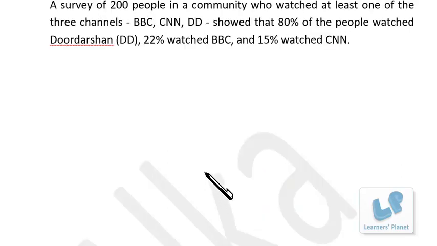A survey of 200 people in a community who watched at least one of the 3 channels BBC, CNN, DD showed that 80% of the people watched Doordarshan. 80%, that is 160. 22% watch BBC, that means 44. And 15% watch CNN, that is 30. Okay.